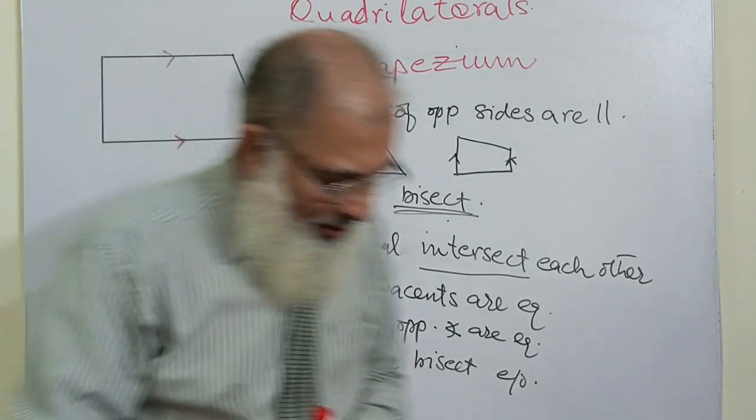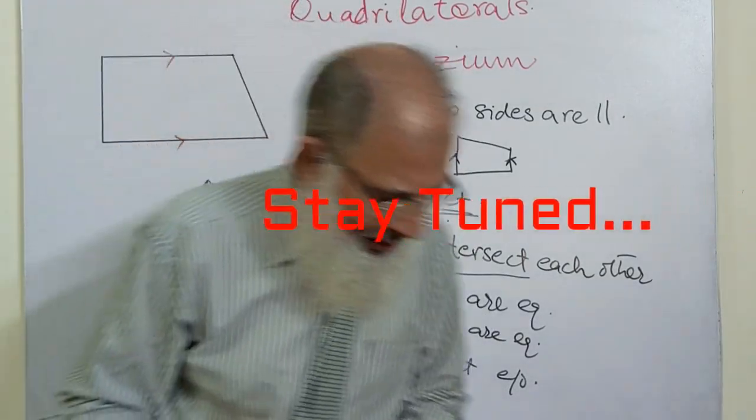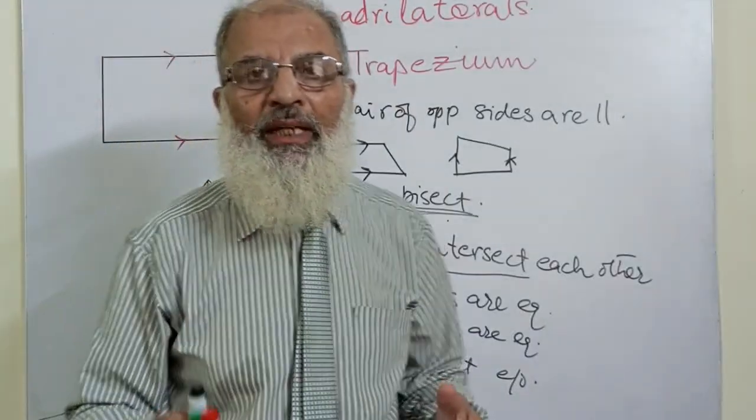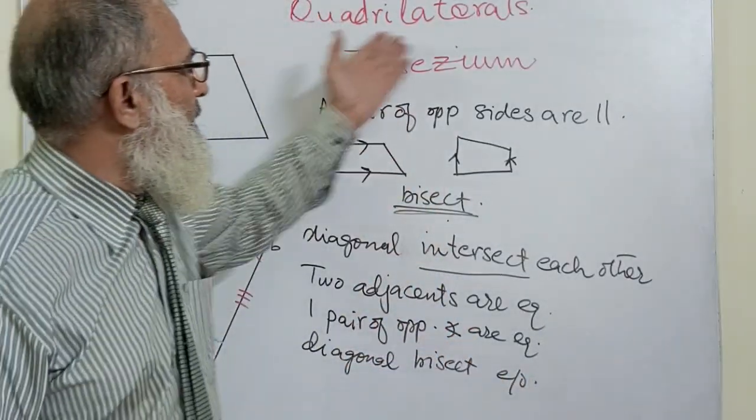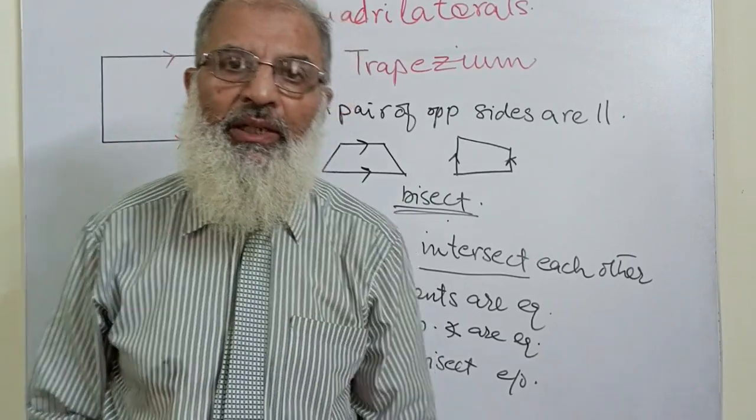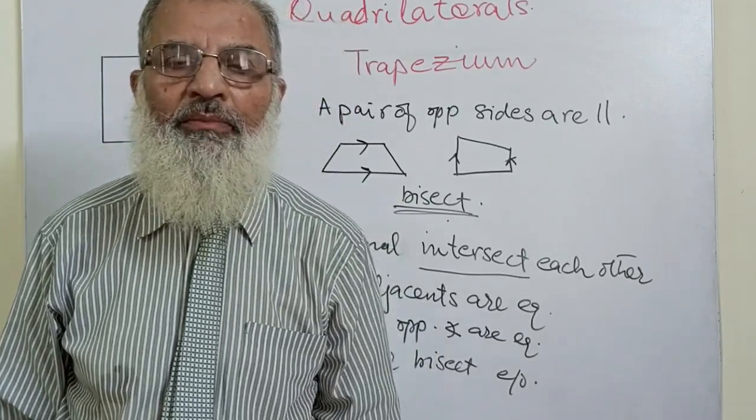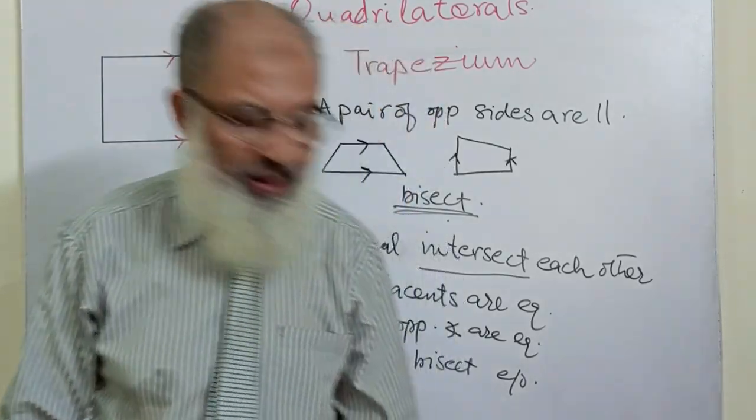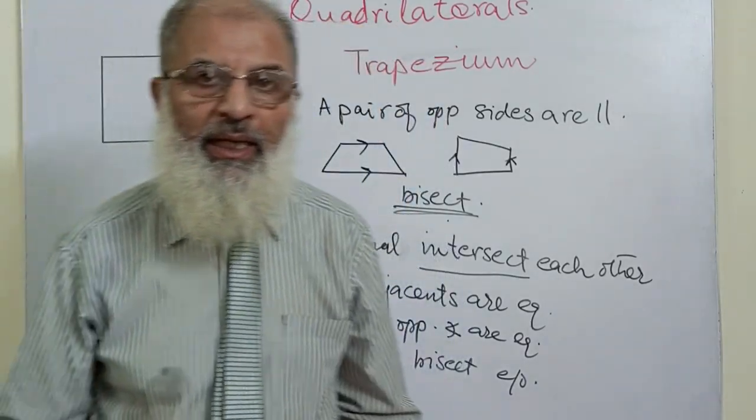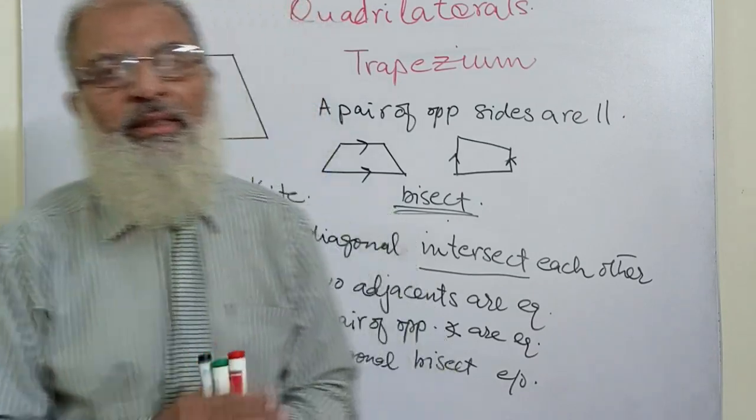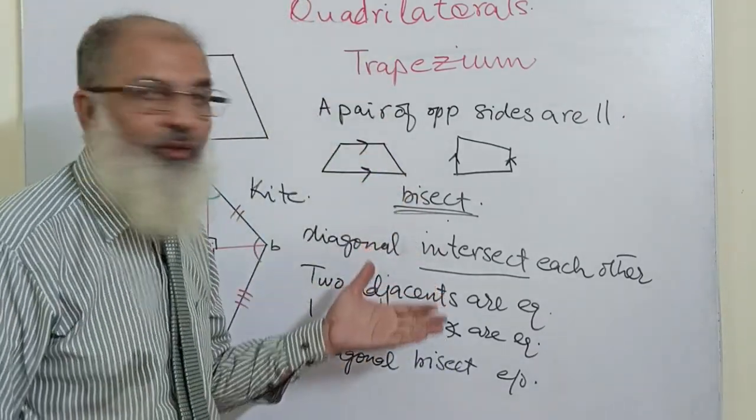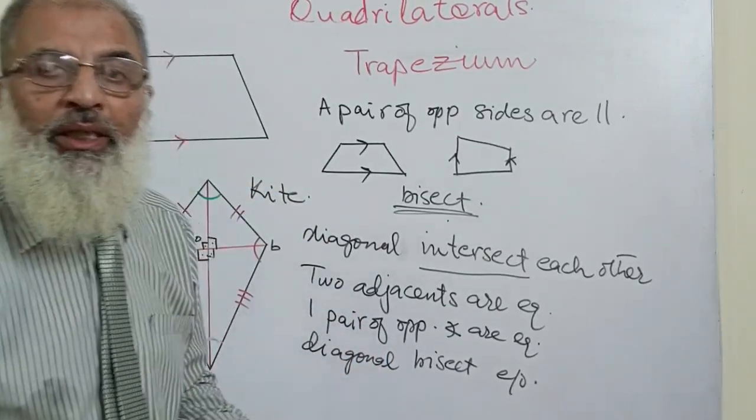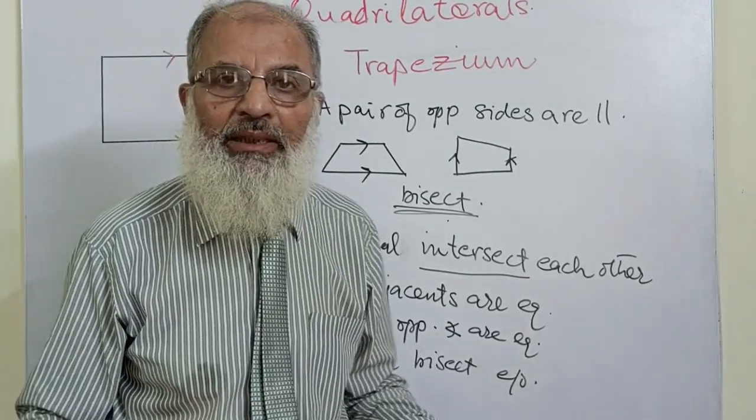So my dear students, I think you have understood the different types of quadrilaterals, and what we have studied: parallelogram, rectangle, square, rhombus, trapezium, and a kite. So there are 6 quadrilaterals in our course. So we have all studied them and we'll be doing worked examples in our next session.